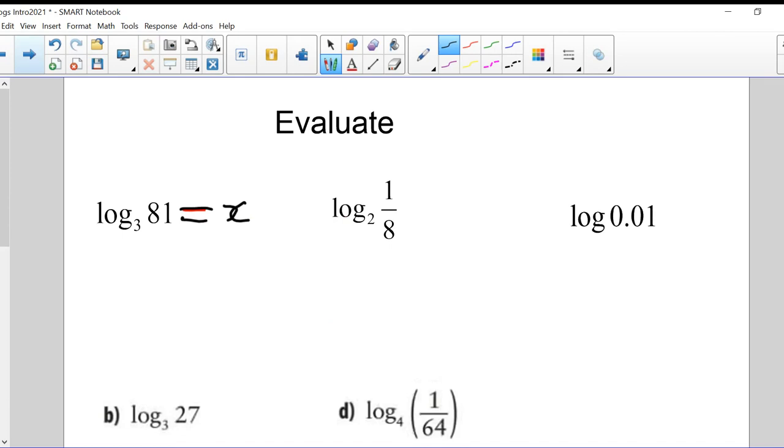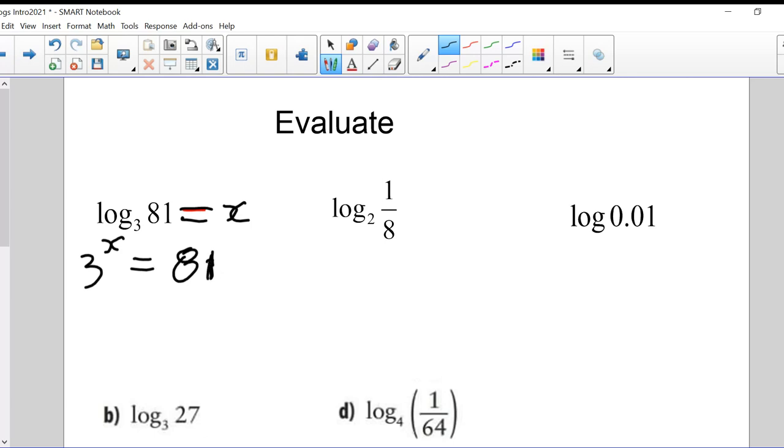The log base 3 of 81 equals x. Hopefully you wrote down what we had on the previous page, and I'm asking you to follow through and rewrite this in exponential form. This is log form. Let's put it in exponential form now. 3 to the power of x equals 81? Okay, good. 3 to the power of x is equal to 81. Excellent.